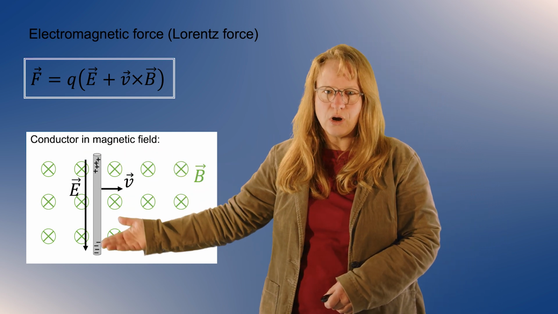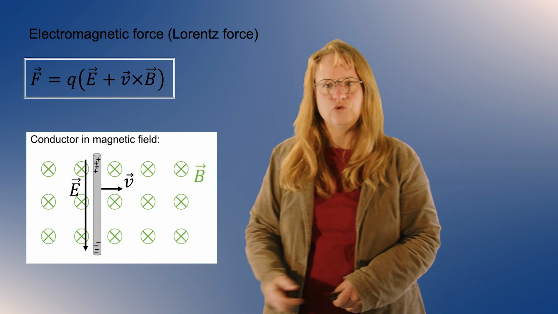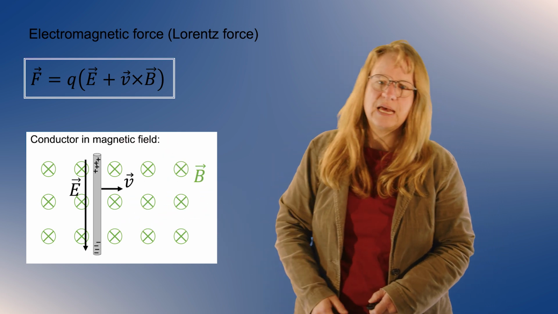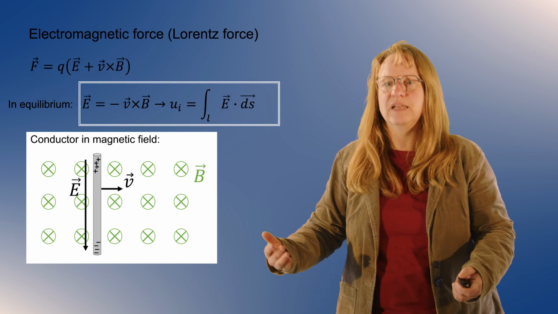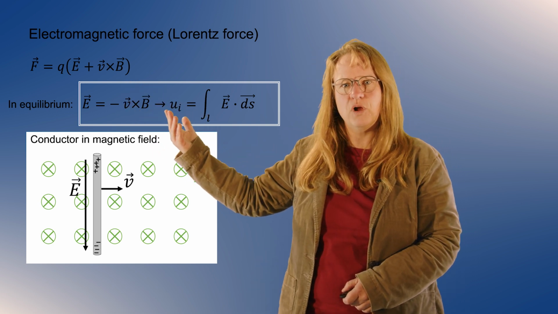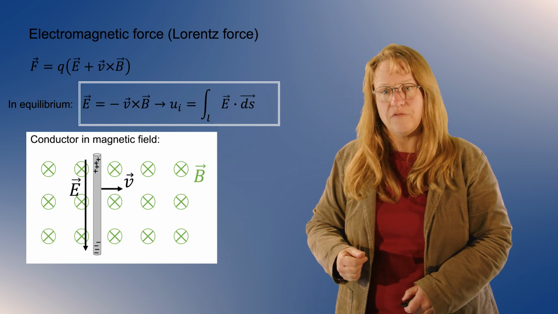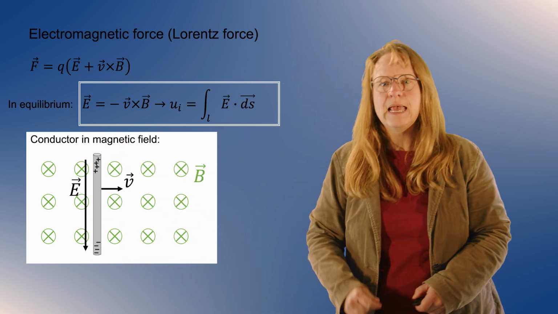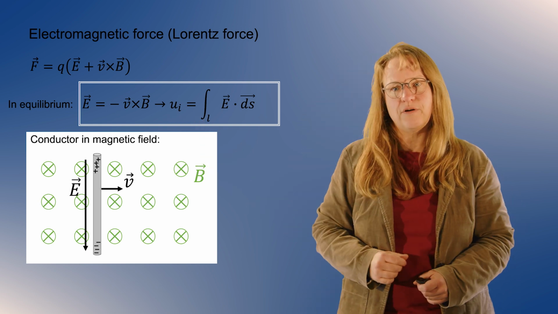So for a conductor moving in a magnetic field, we will obtain an electric field between the top side and the bottom side. And this electric field means we have a voltage, and the voltage can be calculated in equilibrium. So if nothing is changing, we can calculate the voltage by noting that the voltage is given by the integral of the electric field over the length L of the conductor. So we take the line integral of the electric field from the top side to the bottom side, and that will then give us the induced voltage between the two sides of the conductor.